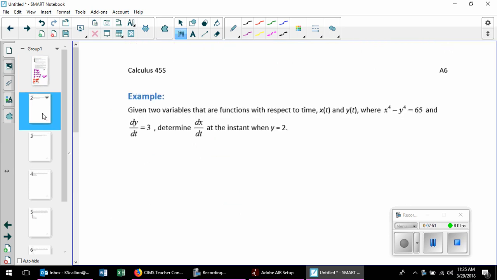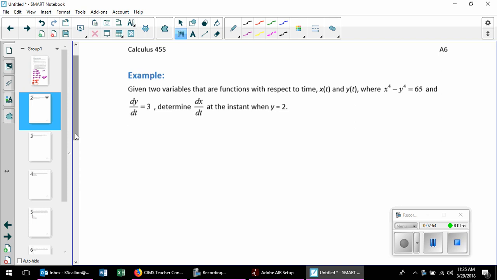Okay, let's move on. Given two variables that are functions with respect to time, x of t and y of t, we've been given a function, and we know that the derivative of y in relation to time is equal to 3. It wants us to calculate the derivative of x with respect to time when y is equal to 2. Easy, right? So we know that dy over dt equals 3. We're currently trying to find dx over dt. That's what we're trying to do.